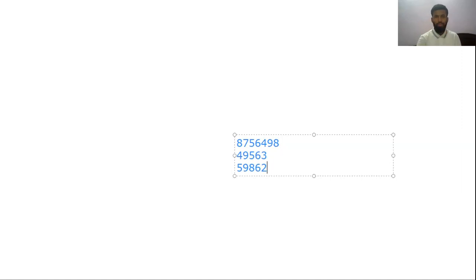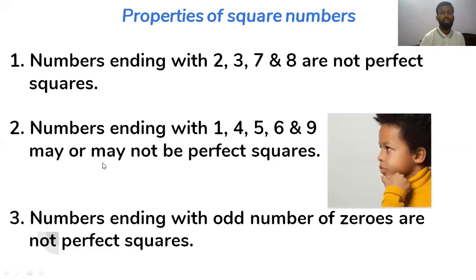ठीक है. Now the second property says numbers ending with 1, 4, 5, 6, 9. Imagine all the digits from 1 to 9. If I've already talked about 2, 3, 7 and 8, what are the remaining digits? 1, 4, 5, 6, 9. I'm taking 0 out of it because that has another property. I will discuss numbers ending with 0 separately. So if I talk about numbers ending with 1, 4, 5, 6, 9, what can we say about that?